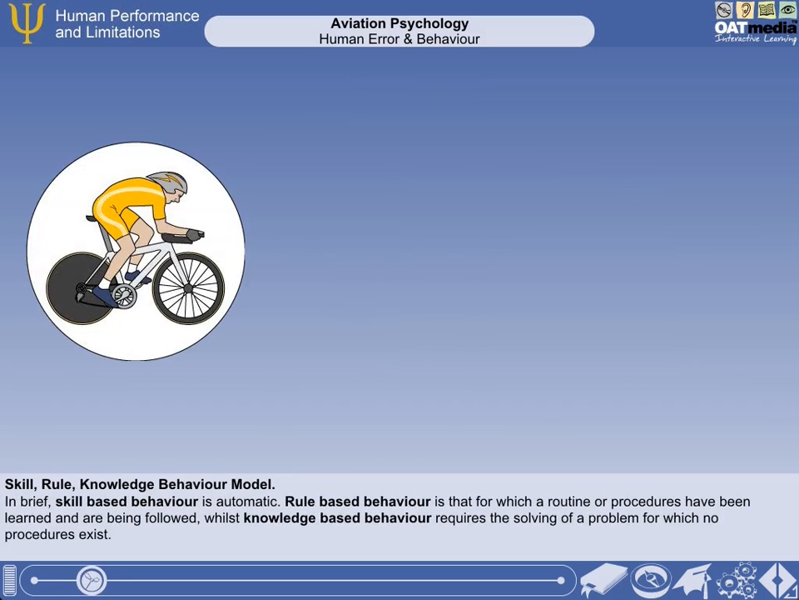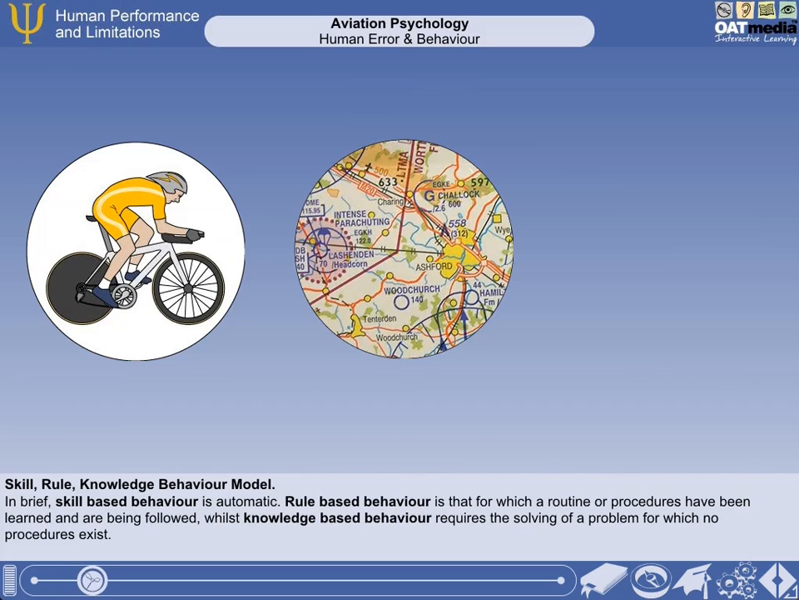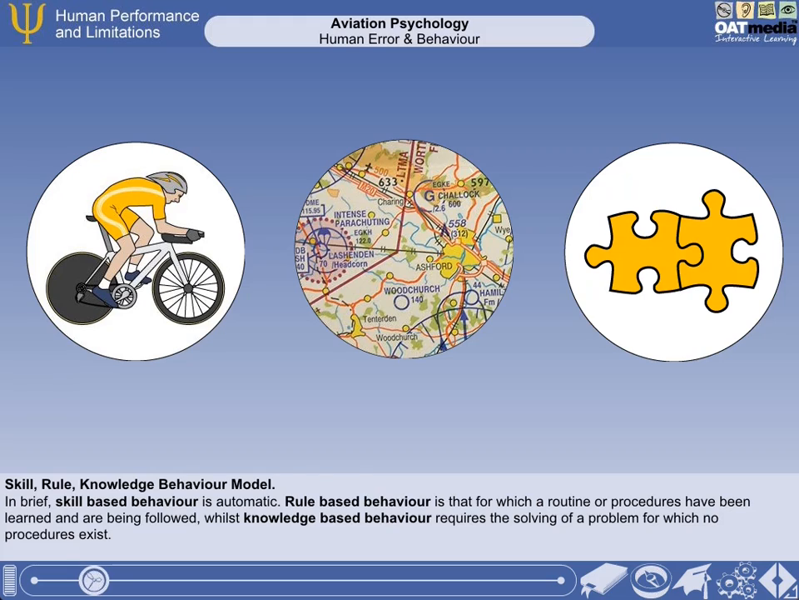In brief, skill-based behaviour is automatic. Rule-based behaviour is that for which a routine or procedures have been learned and are being followed, whilst knowledge-based behaviour requires the solving of a problem for which no procedures exist.